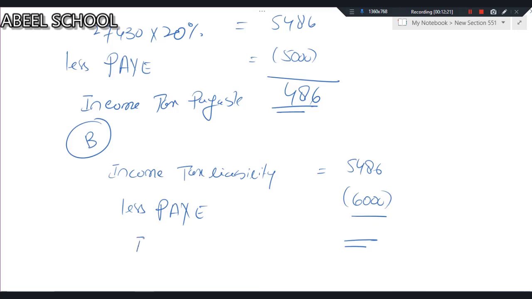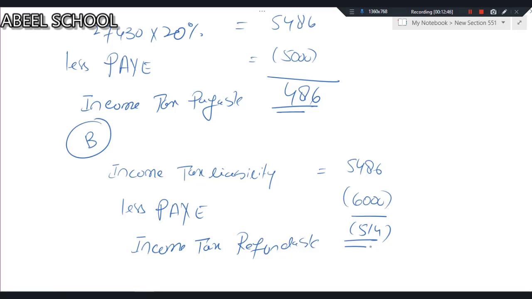So the result is income tax refundable. Now it is not income tax payable. It is actually income tax refundable. So HMRC will repay you. So the negative amount is actually representing that you will get the refund of 514 pounds. So whenever PAYE comes more than the income tax liability, then you will be having income tax refundable.